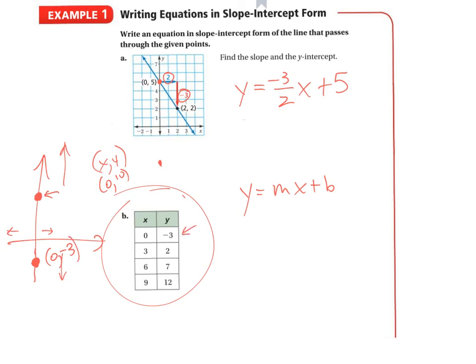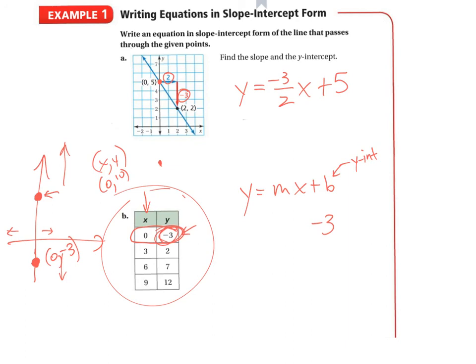So what is my b? B is my y-intercept, right? This is when x is 0, y is -3. That is literally my y-intercept. So when you're doing the problems that look like this, you're going to look for the one that has an x value of 0. And this value is my b. So I already know that I'm going to have -3. Now, what is my slope?